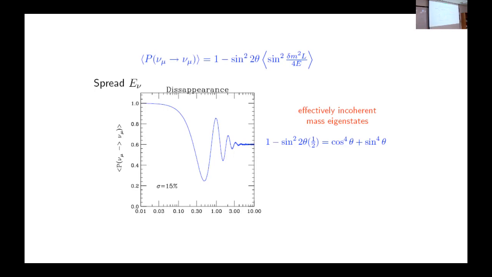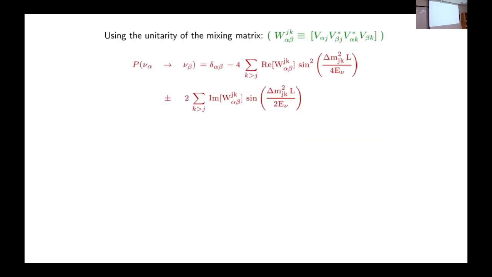However, this is a game. We know that in nature we don't have 2 neutrinos, we have 3, and therefore the probability gets this form, and the mixing matrix has three angles and one phase if neutrinos are Dirac, two additional phases if neutrinos are Majorana. Where are these numbers coming from?